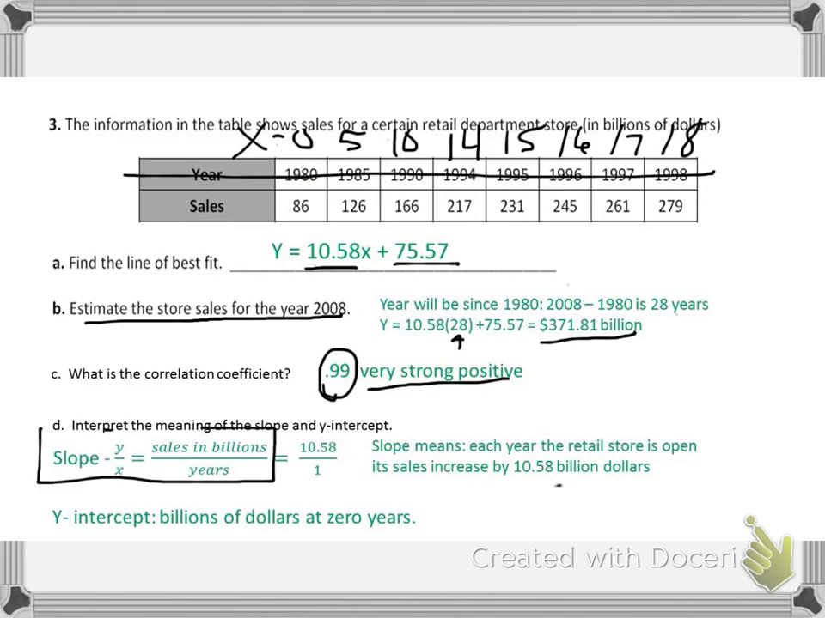Slope, y divided by x. Y is sales, x is years. 10.58 is my slope over 1. So slope means each year the retail store is open, its sales increase by $10.58 billion. So in year 2009, it would be 371.81 billion plus 10.58 billion. That's what they're talking about. Your y-intercept again is the billions of dollars at year 0. Remember, your y-intercept is the number when x is 0.